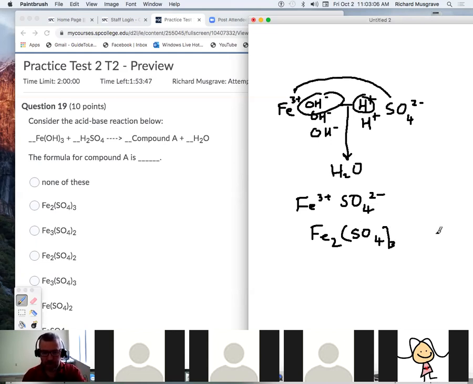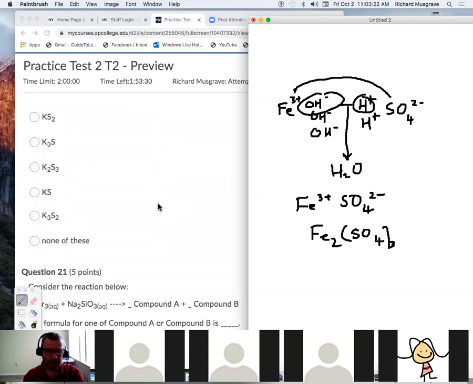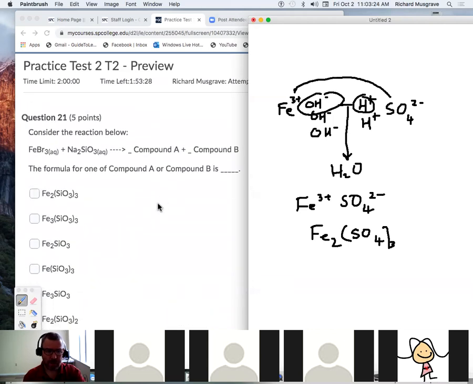Does anybody have any questions about what we're looking for? We're not even trying to balance the equation. We're just trying to get the compound. Any questions? Okay, that's a similar problem.